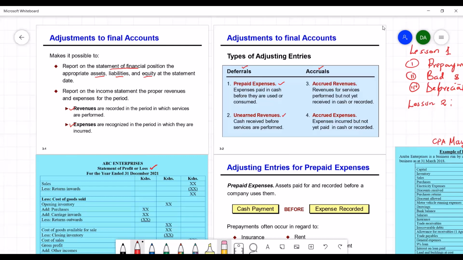And under accruals, we have accrued revenue, and also we have accrued expenses. Accrued revenue is revenue for services which have been performed, but the income has not yet been received. So it is recorded before cash is received. Accrued expenses are expenses incurred already, but not yet paid for.